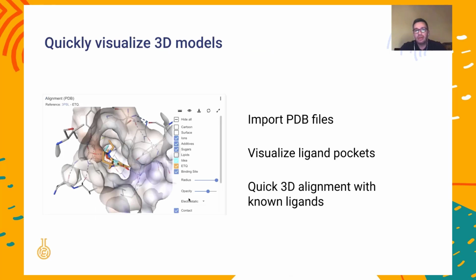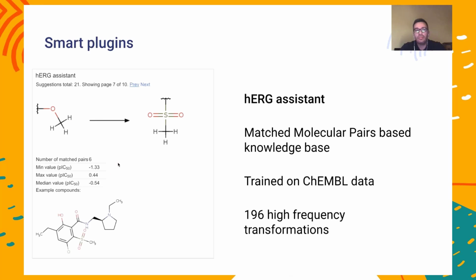These extensions are really customizable. You can have extensions that do 3D visualization with the ability to import PDB files and then visualize ligands in the pockets and even do a quick 3D alignment on those known ligands. But you can also end up with smart plugins like our Erg Assistant, which can suggest transformations in order to optimize your design compound.